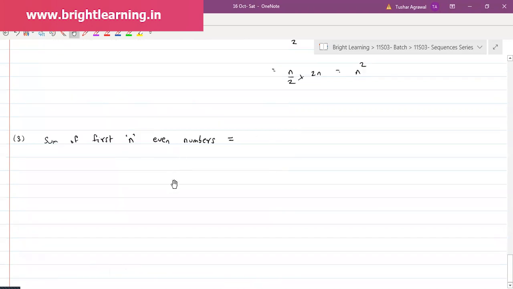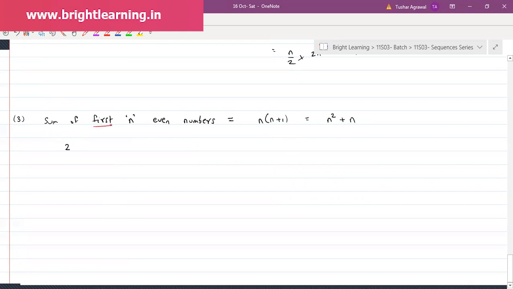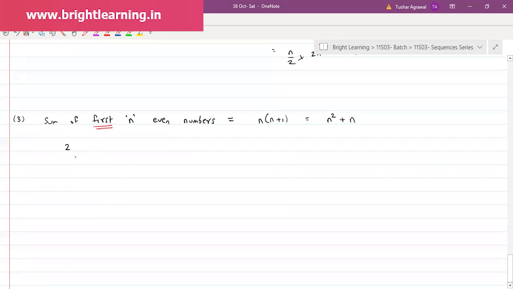Sum of first n even numbers. So this will be equal to, either write it in the form of n into n plus 1, or this is the same as n square plus n, one and the same thing. The important thing is the first n even numbers, not any random n even numbers. So sir, 2 plus 4 plus 6, 8, 10, and so on.